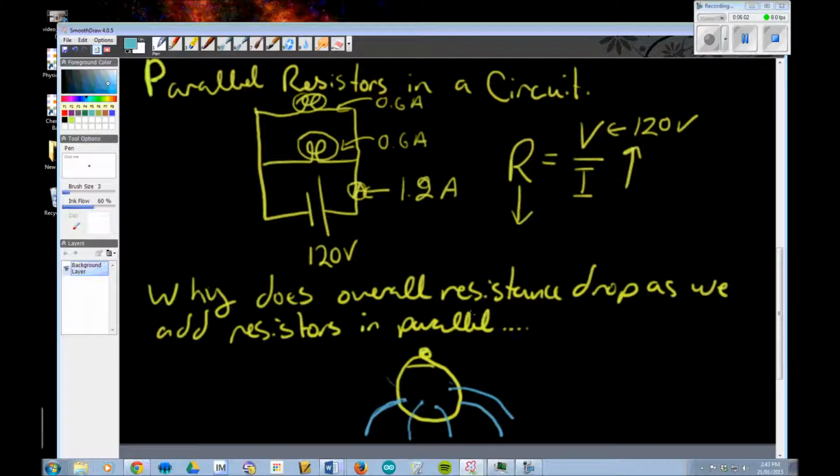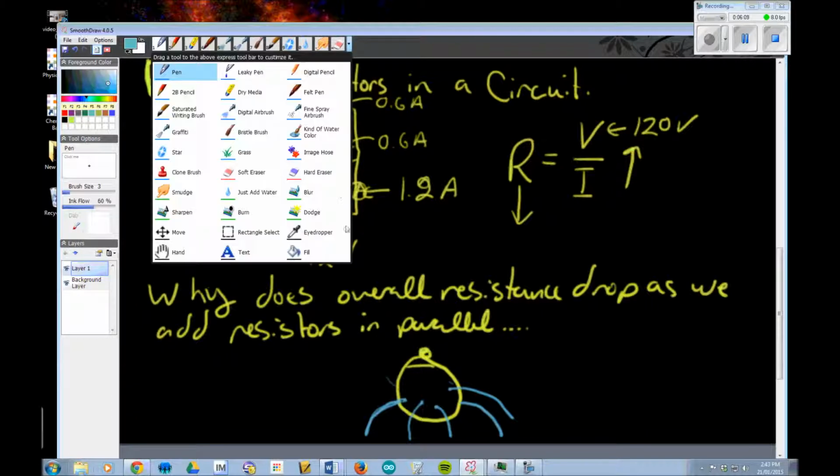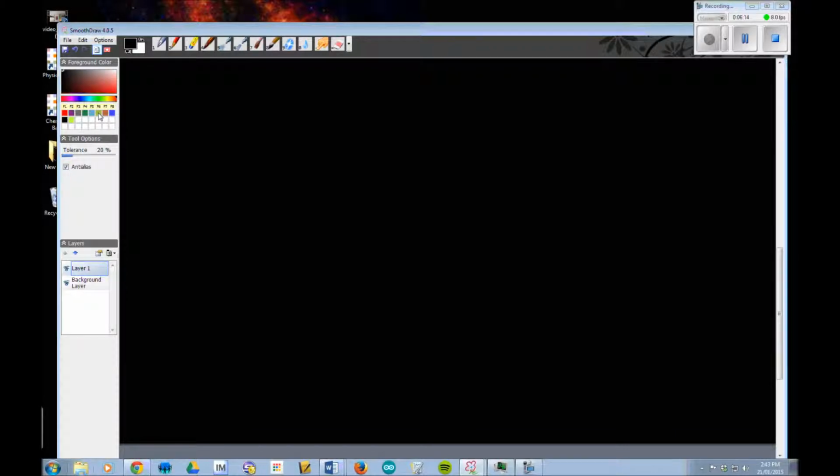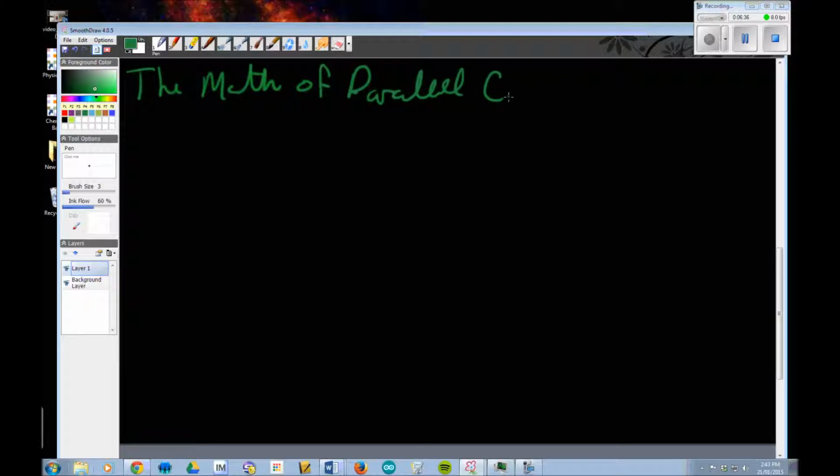So there's a mathematical formula for sorting out how that works, and we'll do that after I add a new layer. Oops, color. And we'll write it in green now. Okay. So, the math of parallel circuits.